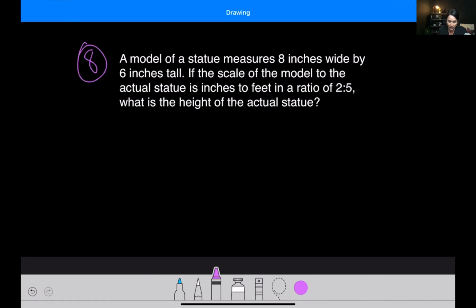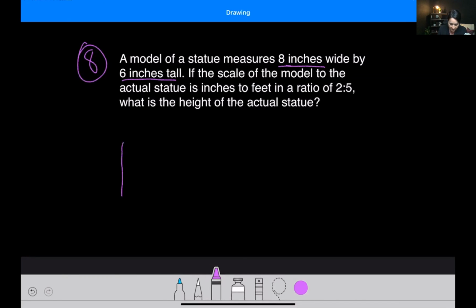So we have a model of a statue measures 8 inches wide by 6 inches tall. If the scale of the model to the actual statue is inches to feet in a ratio 2 to 5, what is the height of the actual statue? Okay, so there's a lot going on and there's actually some extra information in here that you're going to want to forget about, okay? So let's just draw it out. I'm going to do it just with lines here. So we have a model statue.